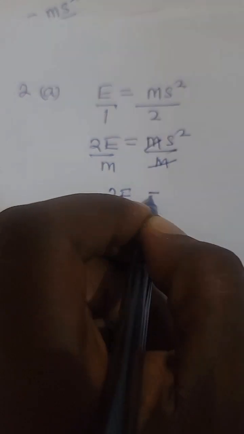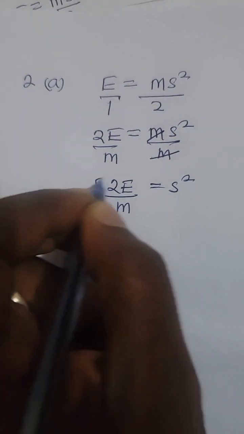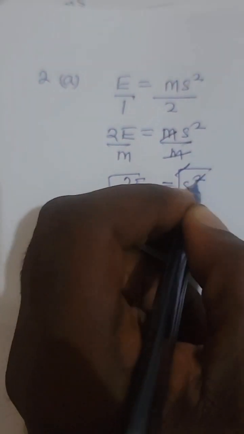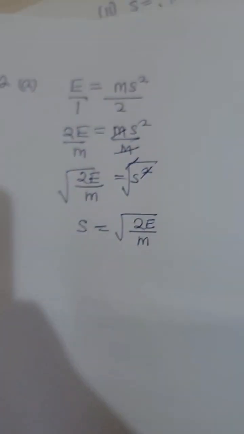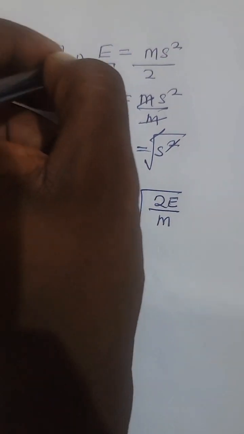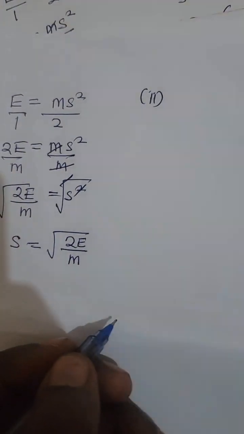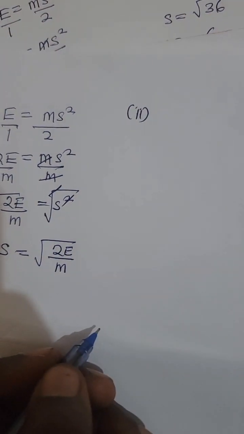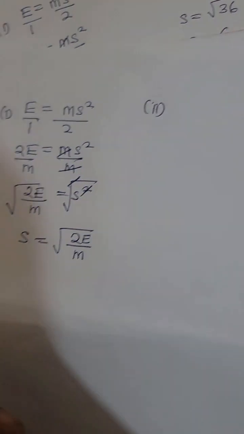So we divide through by m. So 2E out of m is equal to s squared. So square root both sides, this takes off the square. So you can see s is equal to the square root of 2E out of m. That's for question 2a i.